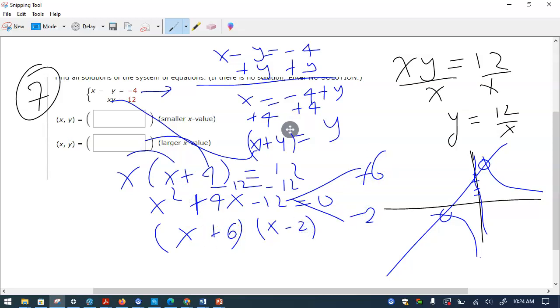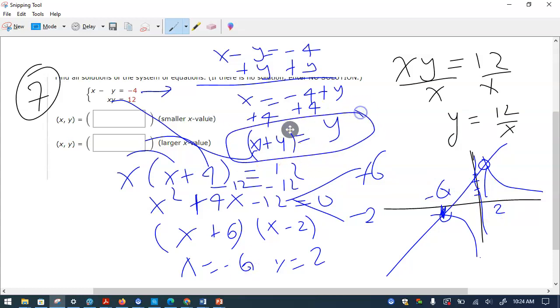So the two values are, you can see this is minus 6 and maybe this is 2. So we want to know the y coordinate. And to get the y coordinate, you can use this equation and plug it in and you get those two answers. And I hope the rest you can do.